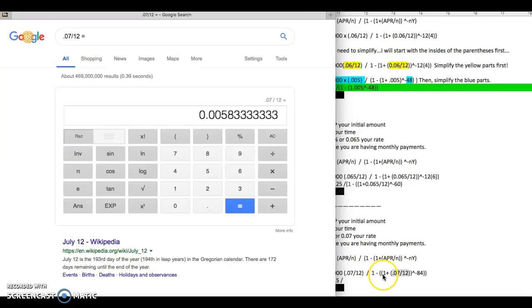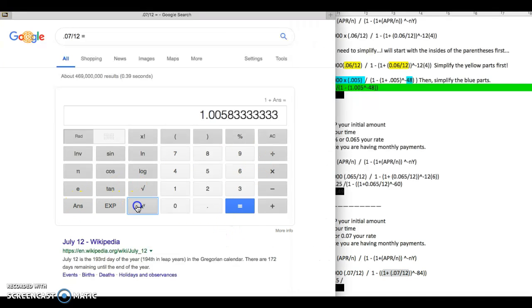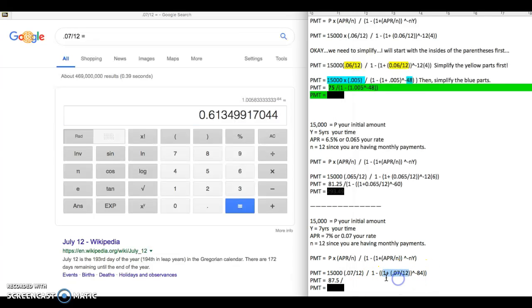I'm going to add 1, or I'll do 1 plus answer. Okay, so I do 1 plus answer, and I get 1.00583, and I'm taking that. Now all of this, 1 plus blob, is going to the negative 84. So I'm going to take all of that to the negative 84. And let's see what I get there. 0.6134. All right, so now all of this here is 0.6135.